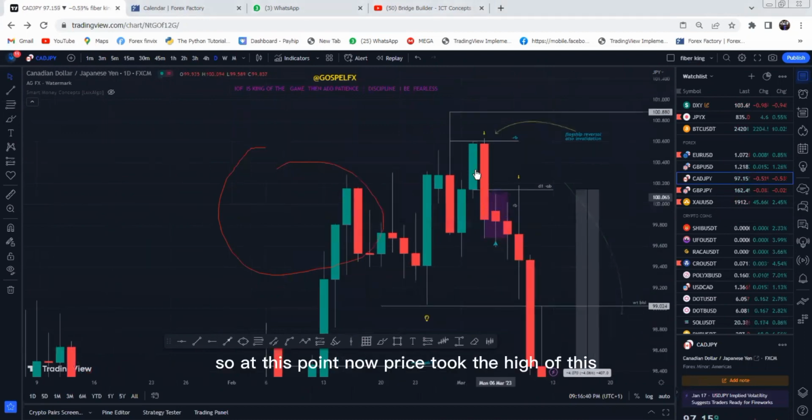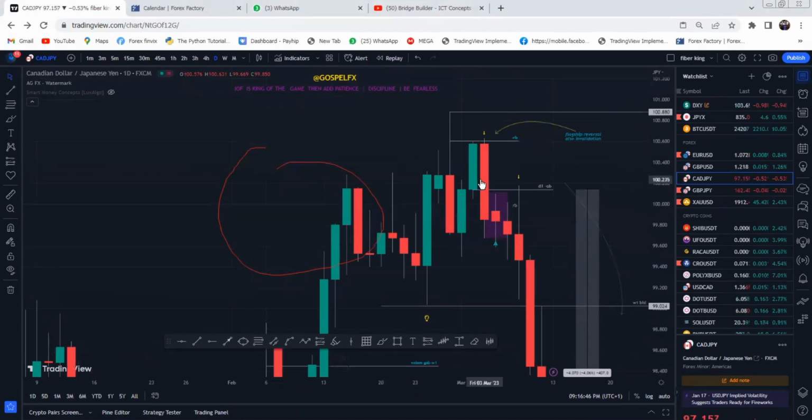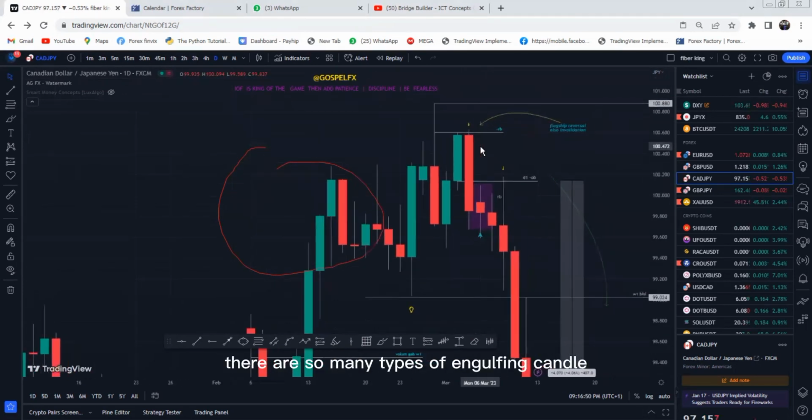So at this point now, price took the high of this candle, took the low. That's a flagship reversal. Some people call it an engulfing candle. It's still the same thing. There are so many types of engulfing candle. But when price takes the high and low of a candle in a particular POI, especially on a higher time frame, it's a very good signal. So I saw this, and then you mark out. This now becomes your order block.